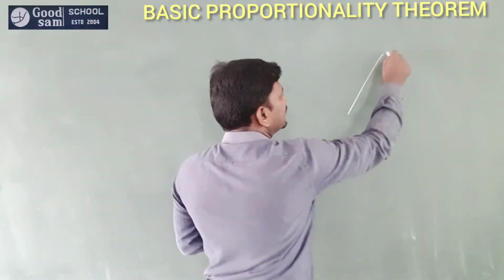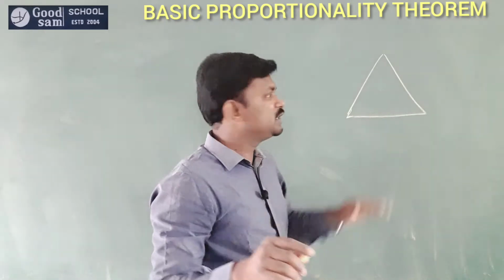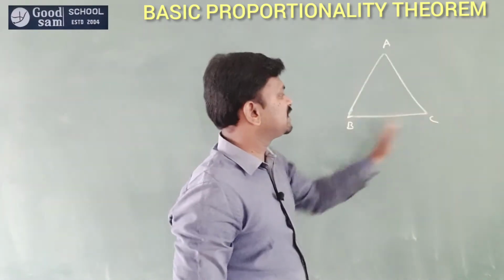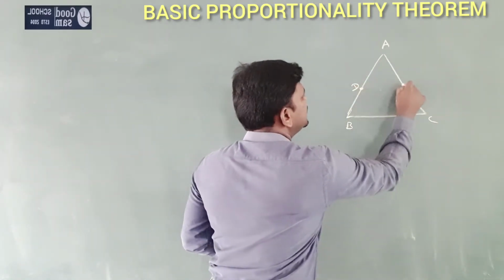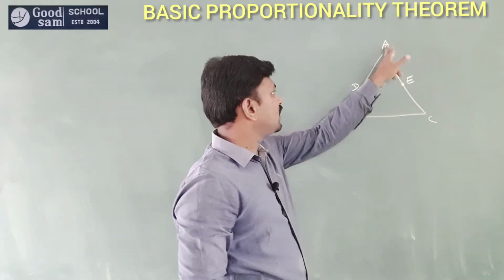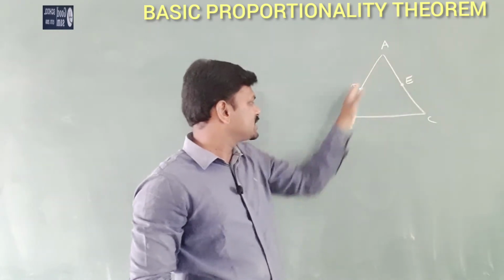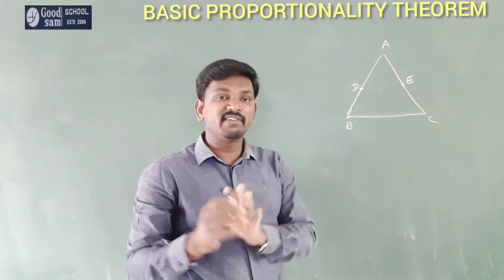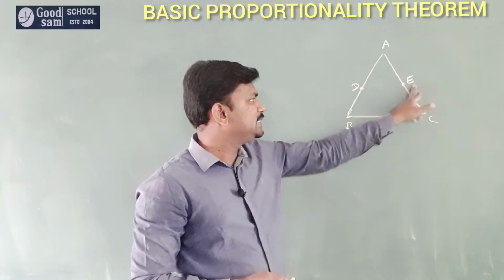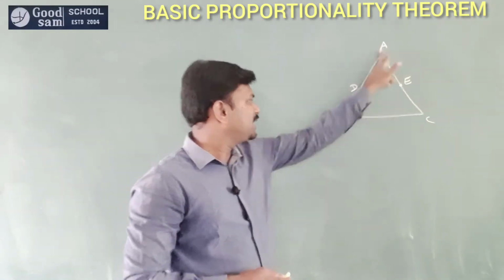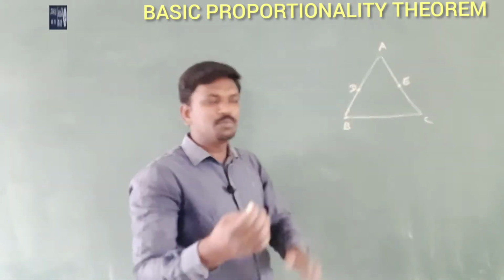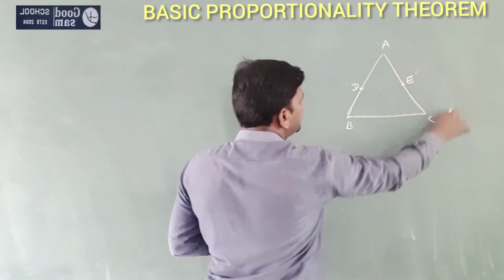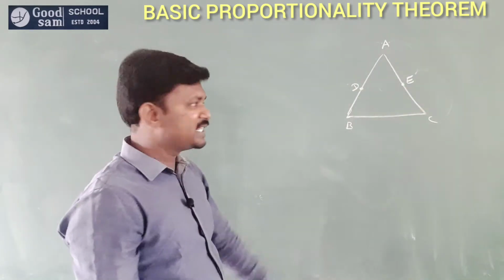In the given, when you write the given, you have to draw the diagram. Given: ABC is a triangle, and D and E are the points on the sides AB and AC respectively. This is the given data. Then to prove, what we have to prove? We have to prove that AD by DB is equal to AE by EC. That is to prove.